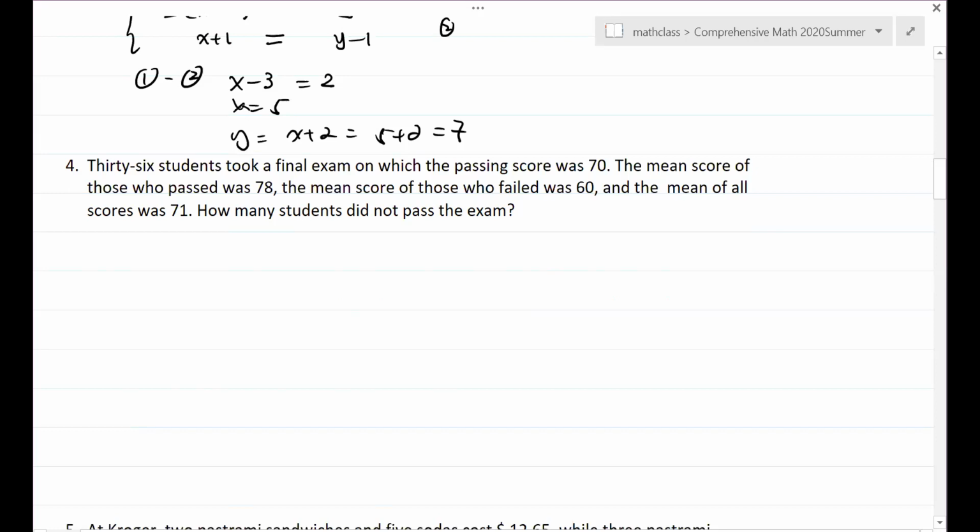Are you able to figure it out? Think about it. You need an equation. Now you can name the variable. The question asks how many students did not pass the exam, so you can call it X. Let X denote the number of students who did not pass the exam. Can you set up an equation in X and solve it?